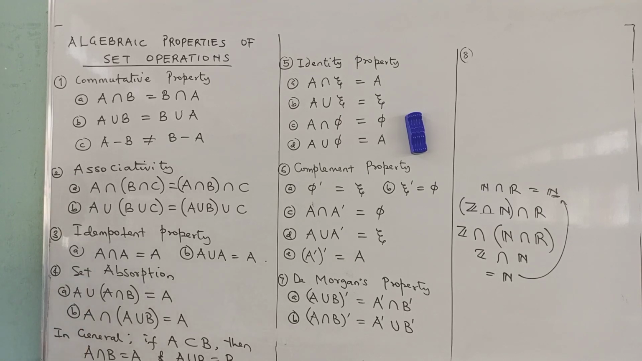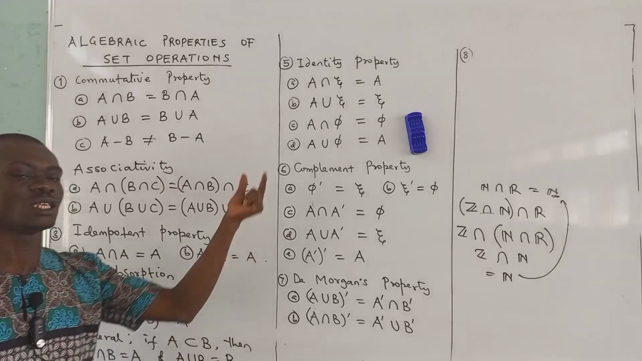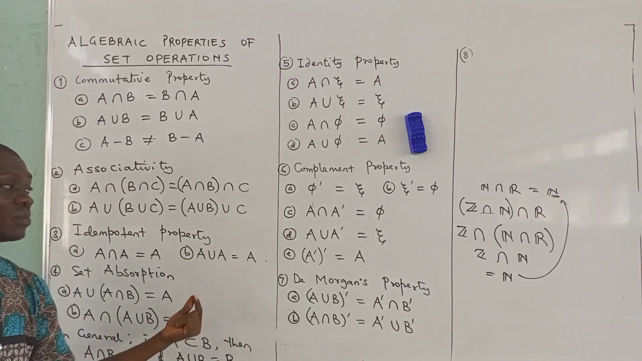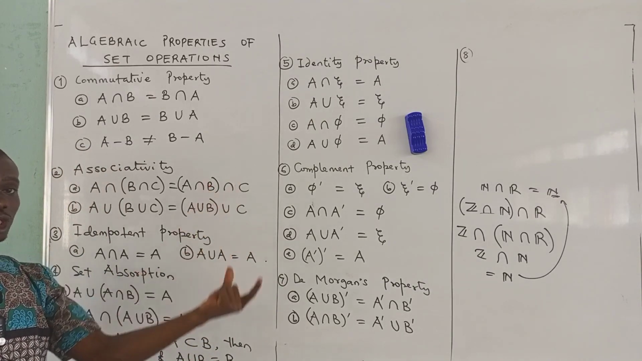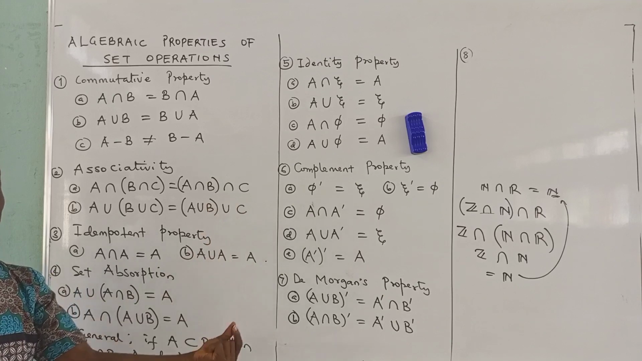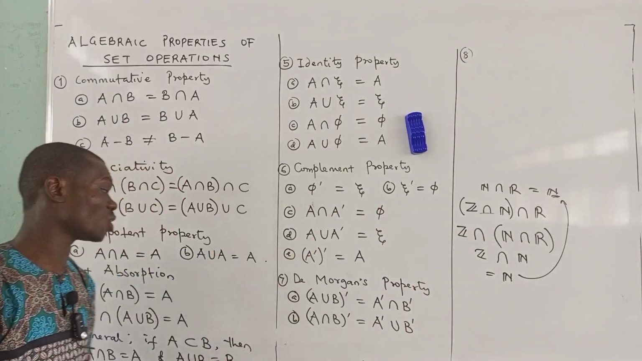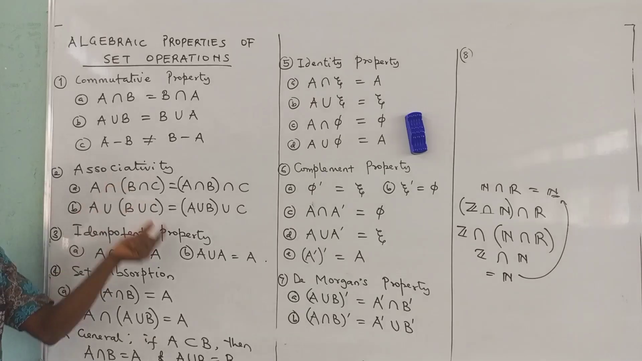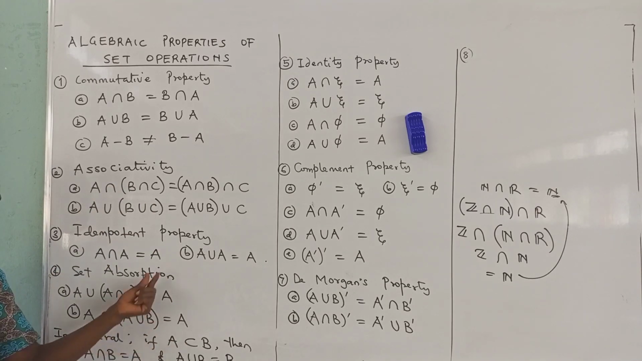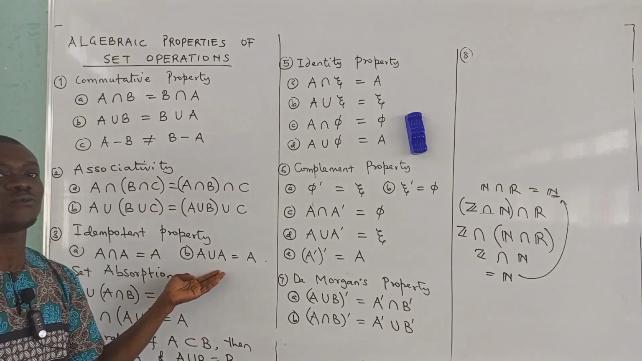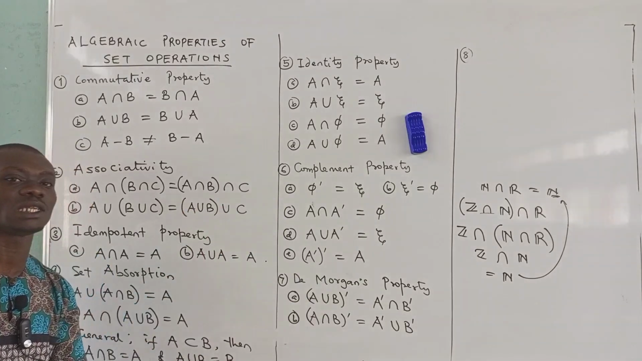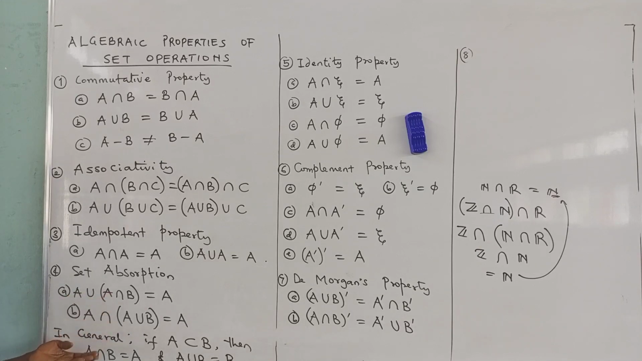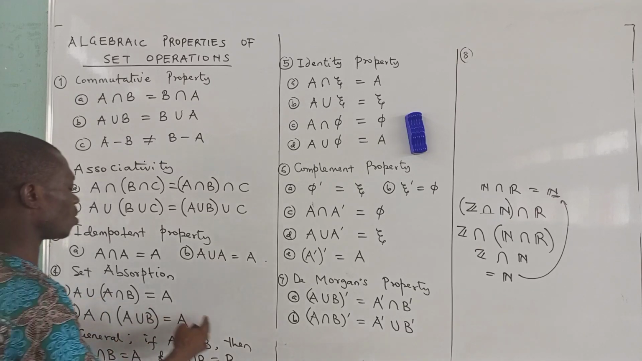Okay, the third property we have here is what we call the idempotent property. That is where you have a binary operation act on two copies of the same element, it picks the element twice, the binary operation acts on it, and then gives you the same element. We call it idempotence. So when you have the intersection of A with A itself, you will still get A. And when you have the union of a set with itself, you still get A. And that's the idempotence. Then we have set absorption, which is the property I was talking about here.